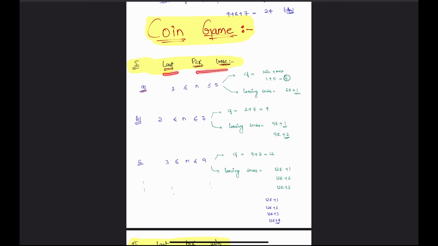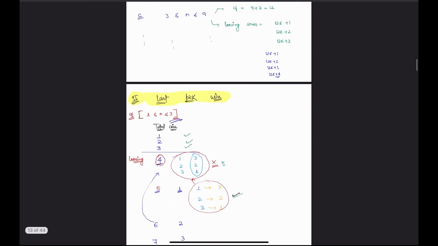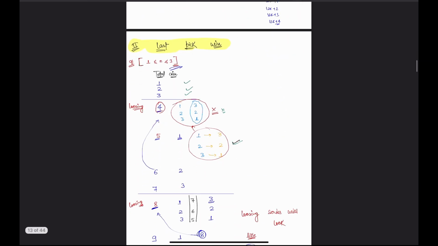If last pick lose, then CF. First, the lesson is CF. We need to calculate the losing series. If it's lose, it will be 6k plus 1, and so likewise it will go. If it's 2, then it will be 9k plus 1, 9k plus 2. Again, if last pick wins, then the thing will be the same, only CF we need to calculate, that is again minimum plus maximum.